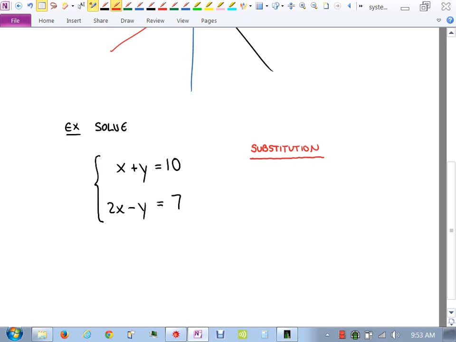Substitution. What you'll do for substitution, first step, look at each equation and solve either one for either variable. Either variable. Are they both correct to say either or either? Freaking English.